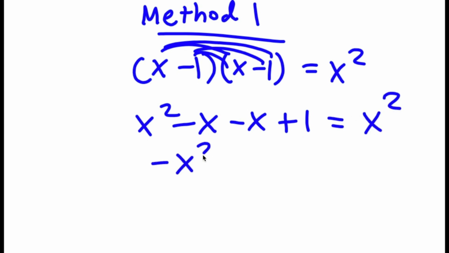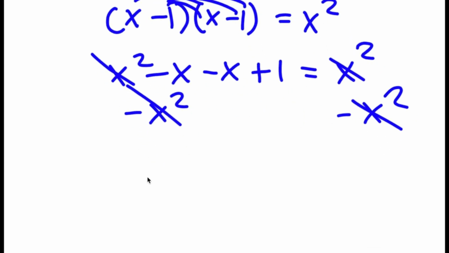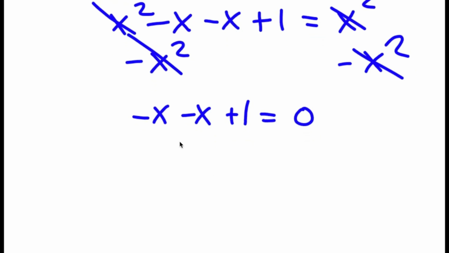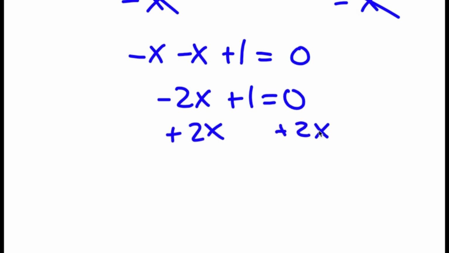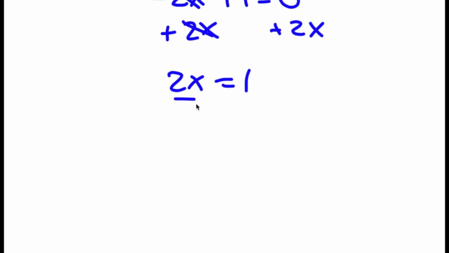Now I can subtract x² on both sides. So then these two cancel out, and these two cancel out. So now I have negative x minus x plus 1 is equal to 0. Now negative x minus x is negative 2x. So I have negative 2x plus 1 is equal to 0. Meaning now I can add 2x on both sides. So then these two cancel out, and I get 2x is equal to 1. Meaning x is equal to 1/2.